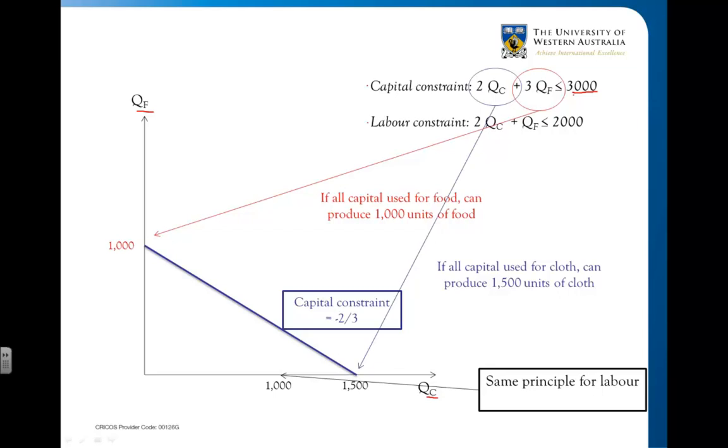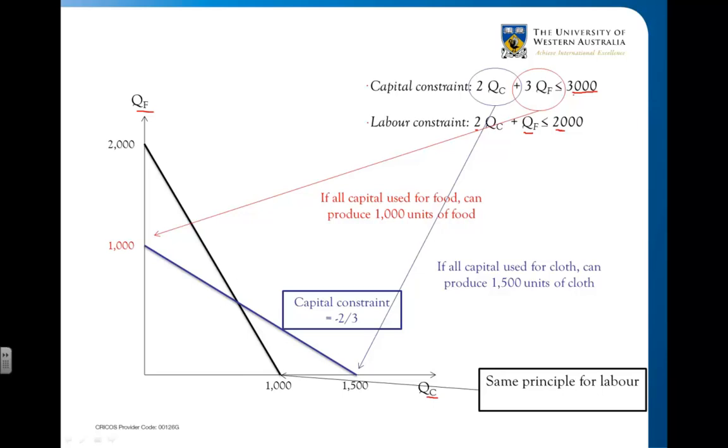So here you can see for cloth, we've got 2,000 hours of labour available. It takes 2 hours to produce 1 unit, then at most we can produce 1,000. Do the same for food. We've got 2,000 hours, takes 1 hour to produce a unit of calorie of food, so we can produce 2,000.